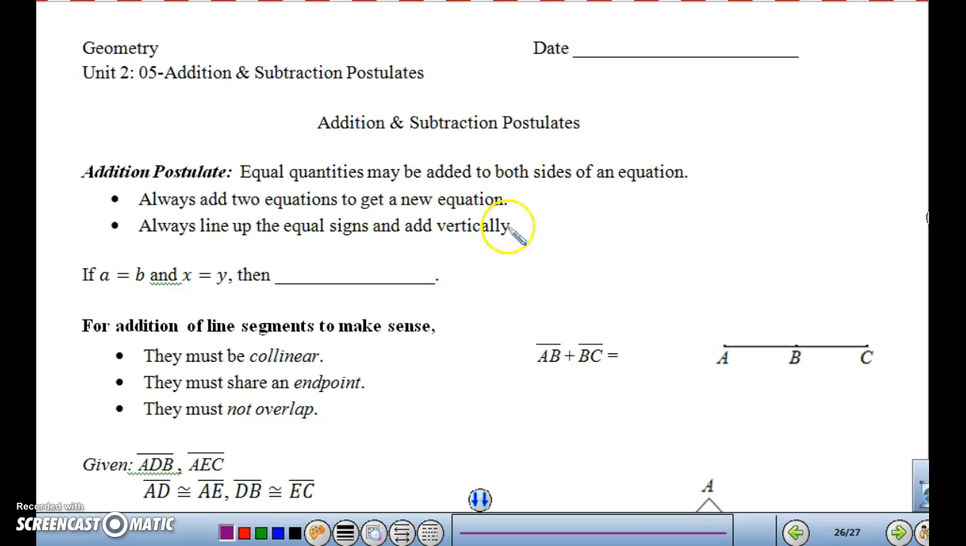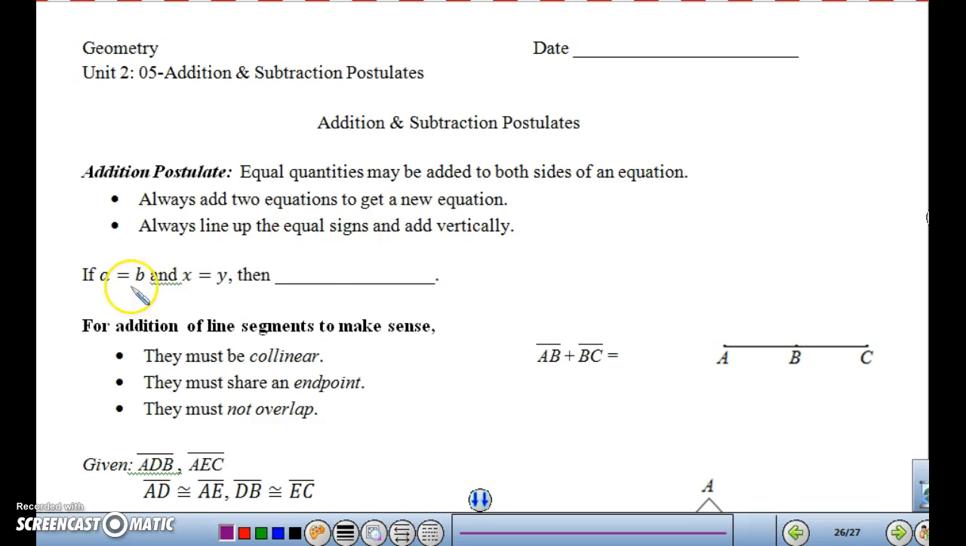The addition postulate says equal quantities may be added to both sides of an equation. That's true, we did that in algebra. Whatever you did to one side of the equation, you have to do to the other. So when you add two equations, you should get a new equation. And you always line up the equal signs and add vertically.